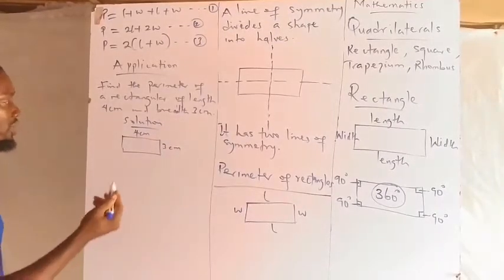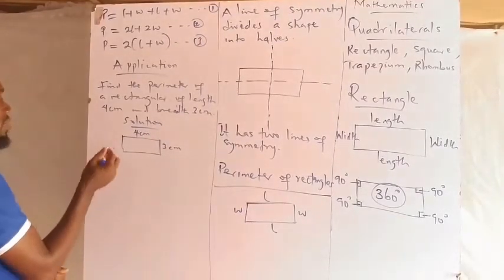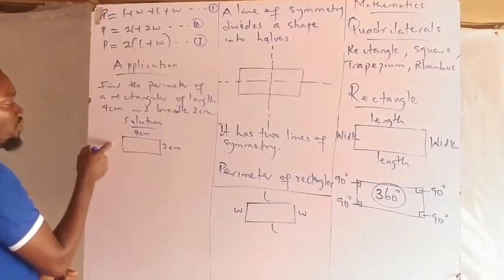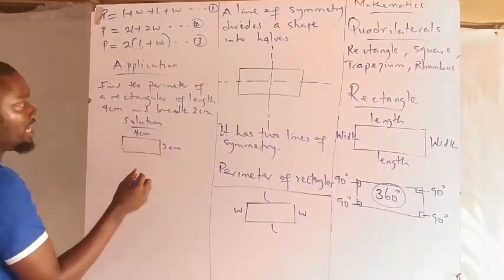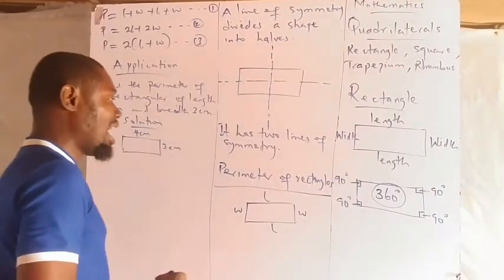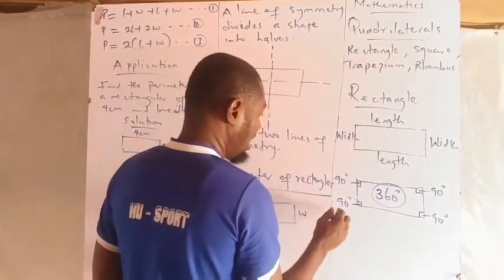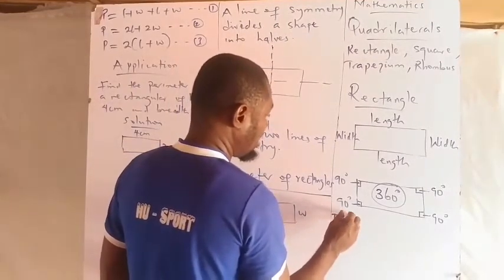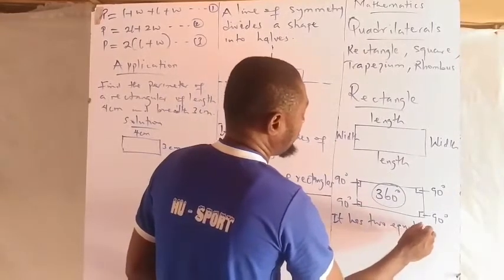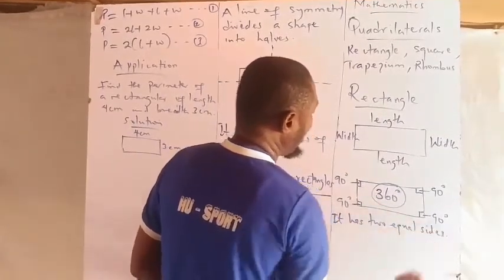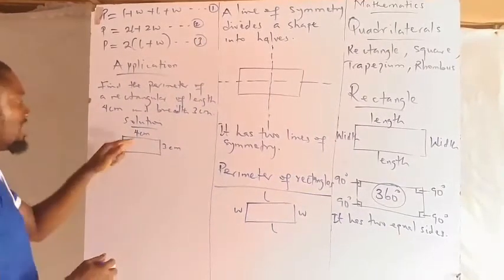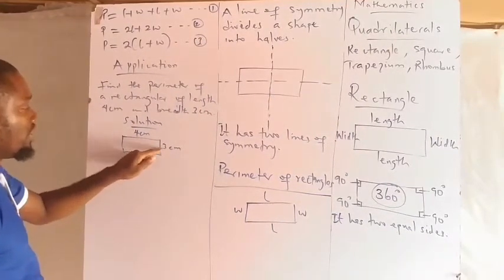It's simple. Fix your values. Don't forget, you can complete here to be 4 and here to be 3, since it has 2 equal lengths. I've noted that for you: the perimeter has 2 equal parts, 2 equal sides, the length and the breadth. So since here is 4, here will be 4. Here is 3, here will be 3.